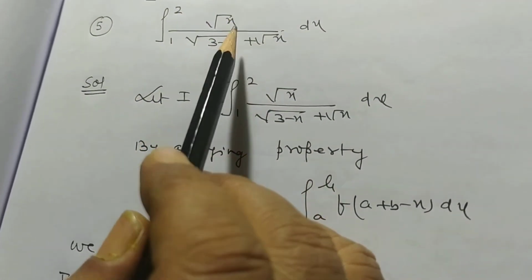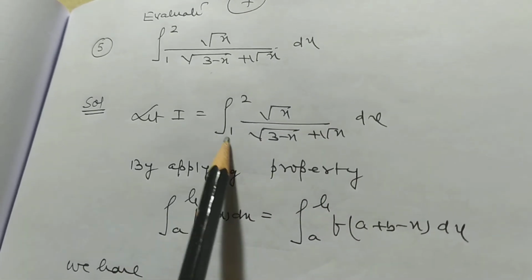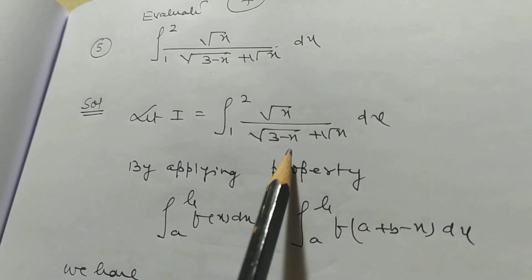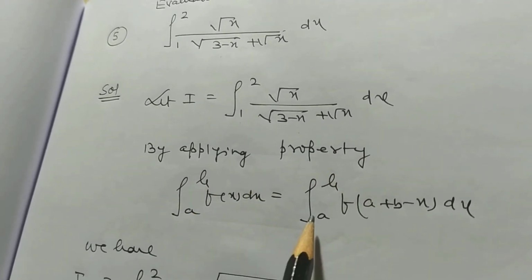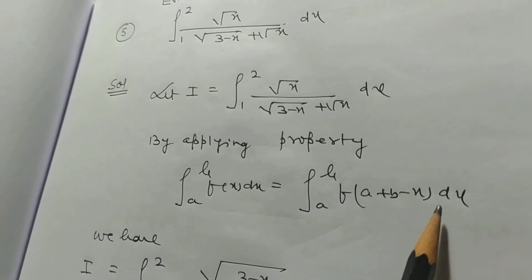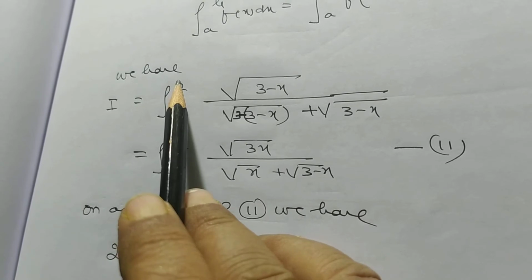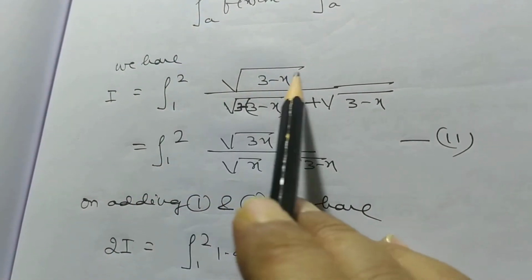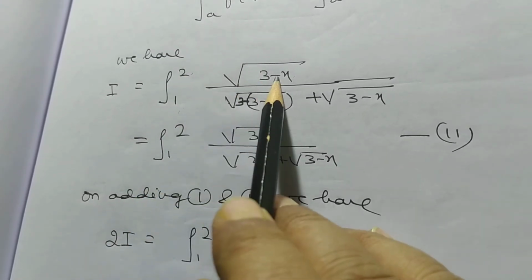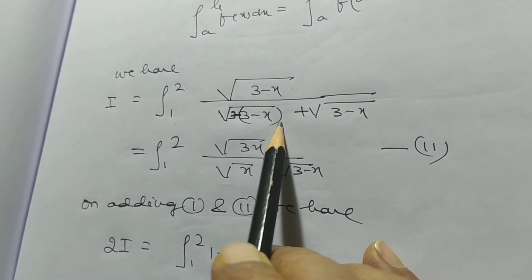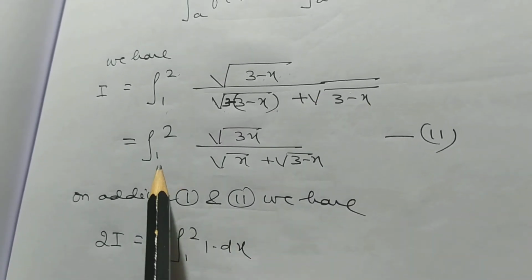Evaluate integral 1 to 2 of root x by (root of 3 minus x plus root x) dx. Let I is equal to integral 1 to 2 root x by (root 3 minus x plus root x) dx. By applying the property integral a to b f(x) dx is equal to integral a to b f(a plus b minus x) dx, we have I is equal to integral 1 to 2 root of 3 minus x. A plus b, that is 1 plus 2, 3 minus x. 3 minus (3 minus x) within the bracket plus root 3 minus x.